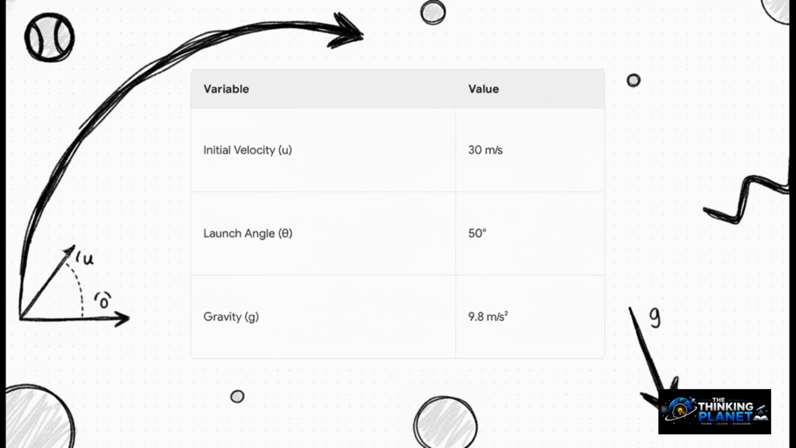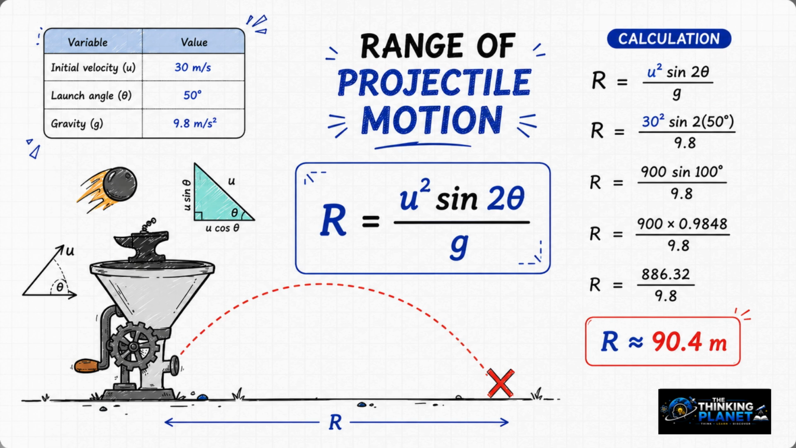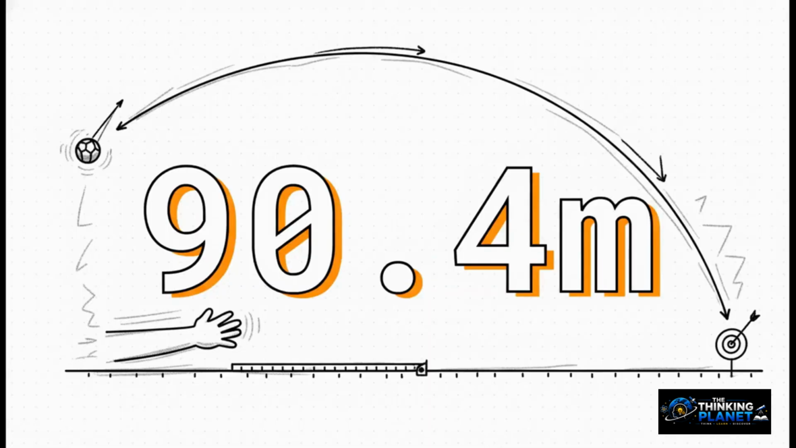So we've got our u, we've got our theta, and we've got our g. Now we literally just plug those values right into our master equation. The initial velocity of 30 gets squared. But definitely pay special attention to the angle here. Our actual launch angle was 50 degrees, but remember, our formula requires the sine of 2 theta, so we have to double that 50-degree angle to 100 degrees for the sine function. Finally, we divide that entire top part by our gravity, which is 9.8. And when we crunch those numbers, the result comes out to exactly 90.4 meters.